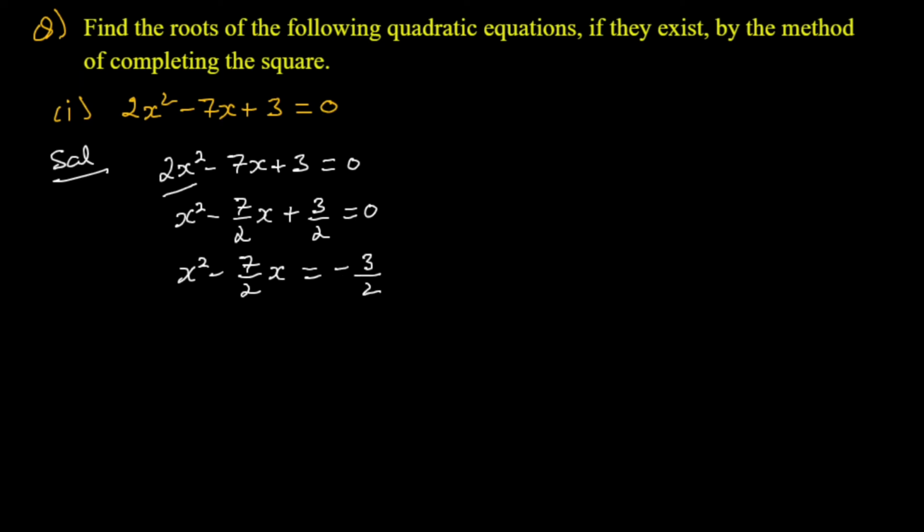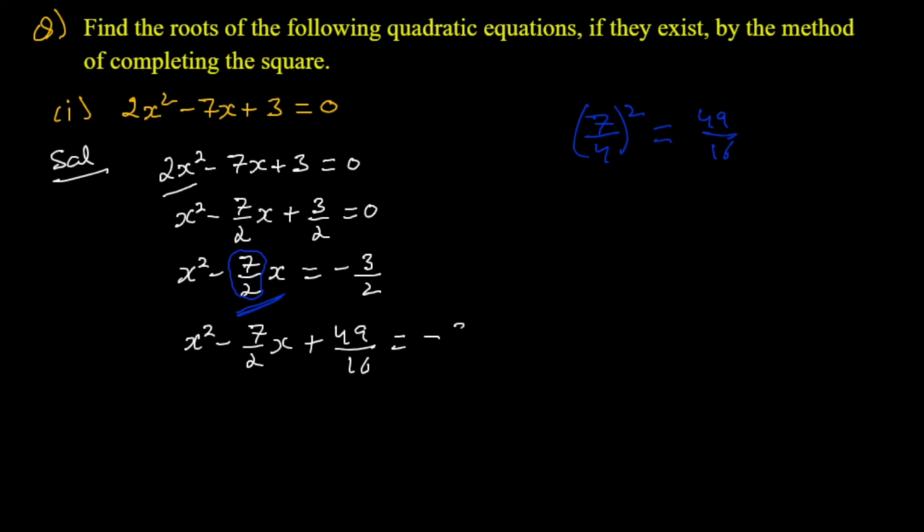Now our next step is, we take the coefficient of x. Here the coefficient of x is 7/2. Now we take half the coefficient of x. So half of 7/2 will be 7/4, and then square it. So that will be 49/16. Now we are going to add this 49/16 to both sides of the equation. So this will be x² − (7/2)x + 49/16 = −3/2 + 49/16.